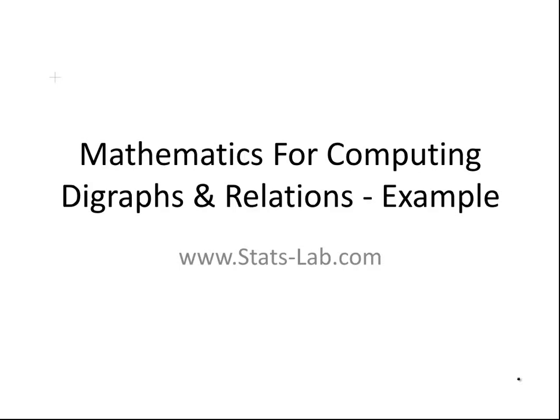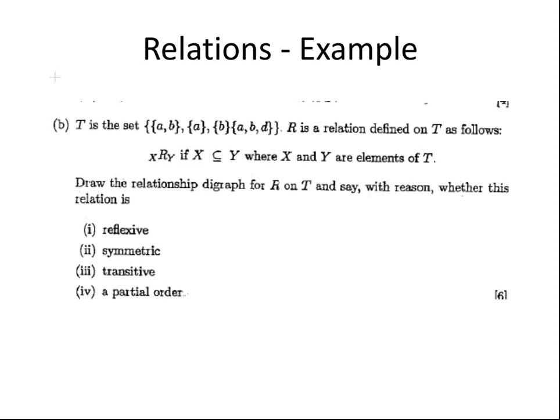In this presentation, we are going to look at an example of digraphs and relations. The question here is, T is the set that comprises the following four elements: the set {A, B, D}, the set {A, B}, the set {A}, and the set {B}. R is a relation defined on T as follows. X is related to Y if X is a subset of Y, where X and Y are elements of T. Draw the relationship digraph for R on T and say with reason whether or not this relation is reflexive, symmetric, transitive, or partial order.